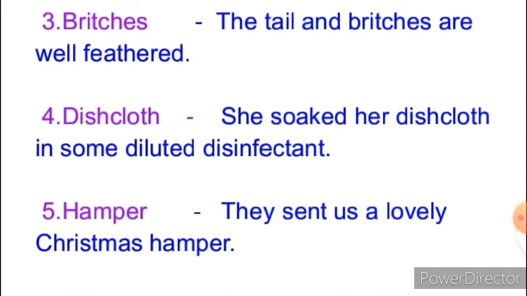We can say breeches or knee breakers, or you can say knee pants, trousers ending above the knee. The trousers which end above the knee we can call breeches. Breeches means trousers ending above the knee. So that is the meaning of the word breeches. Okay, breeches are short trousers.